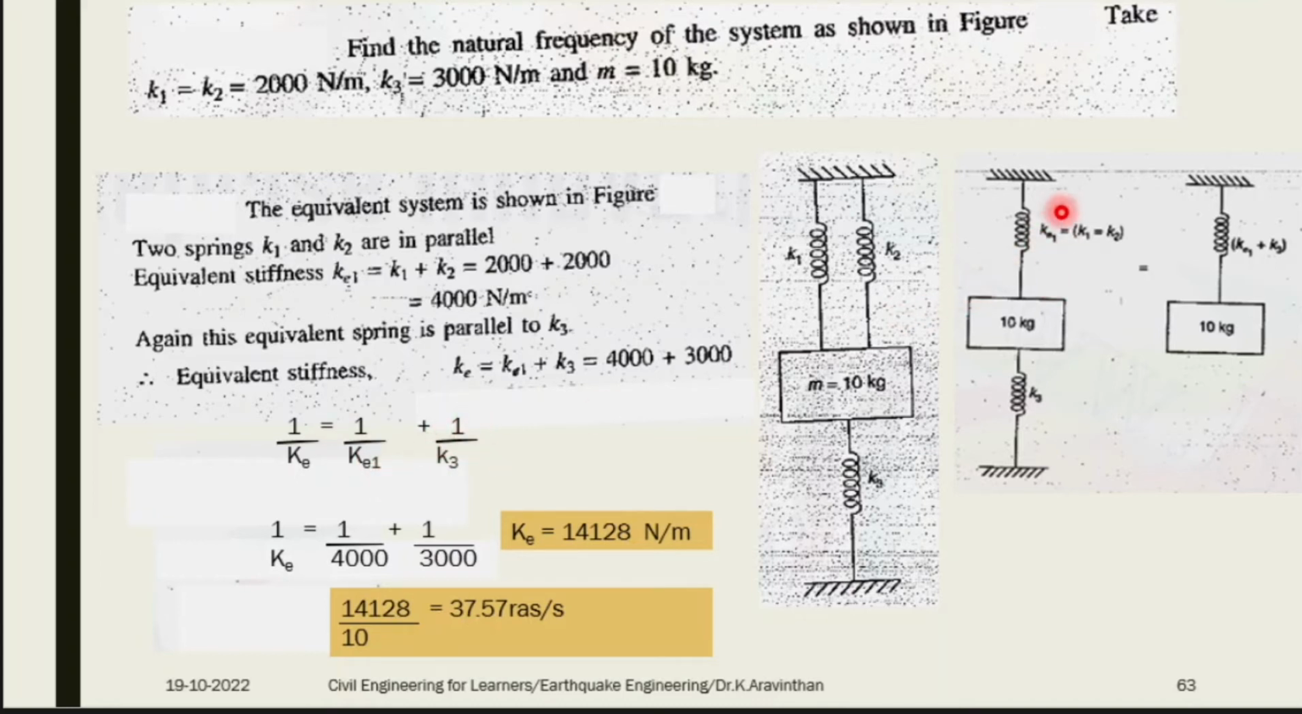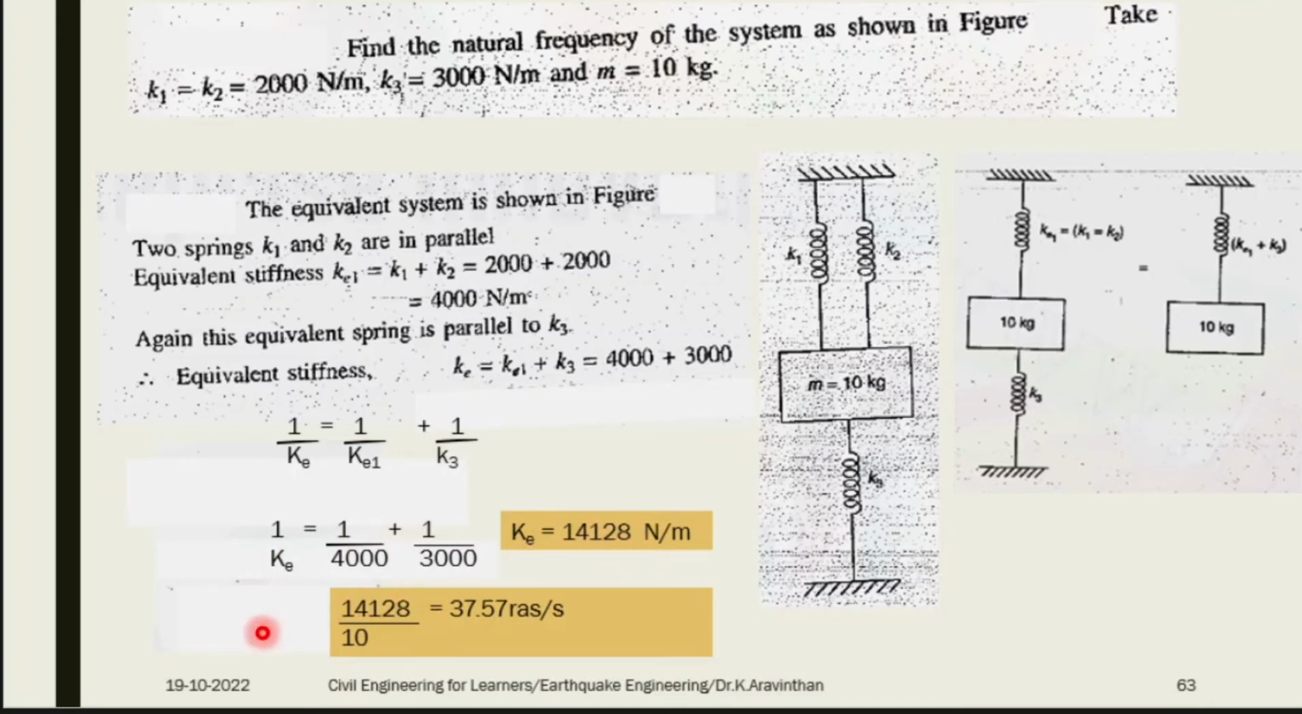This is Ke1 and K3. You have to invert this. You know Ke1 is 4000 and K3 is 3000, so you can substitute K3 as 3000. You will get 1 by Ke. If you add these two components and invert, you will get Ke. Now Ke is 14128.